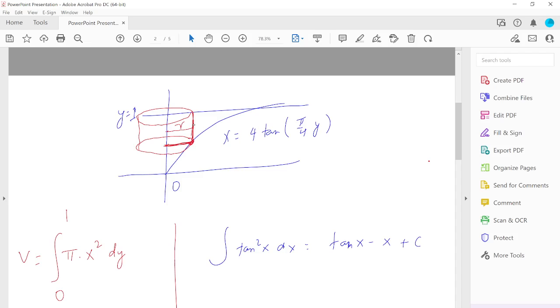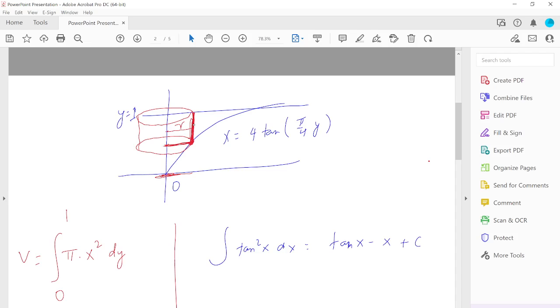finding this integration of pi r squared. This is actually the area of this part, the area of this cylinder when we revolve this region around the y-axis. Pi r squared is the cross-sectional area of this part, and when you integrate from 0 to 1, y equals 1 is given, that gives us the volume. So this is the formula we're going to use in this problem.